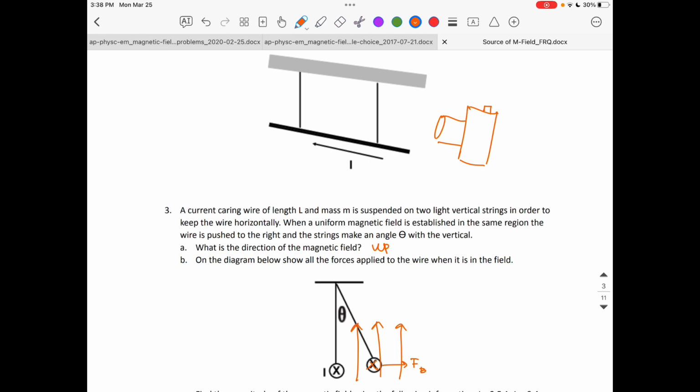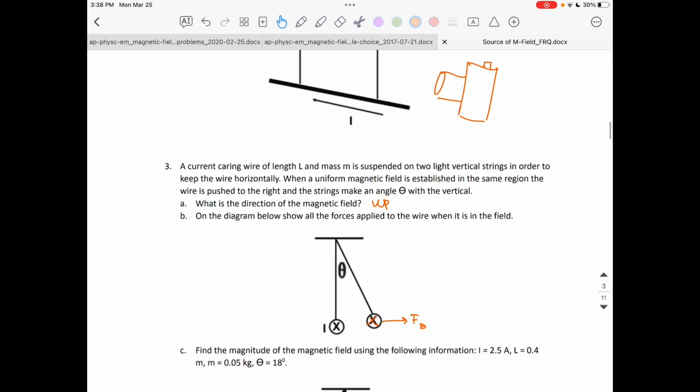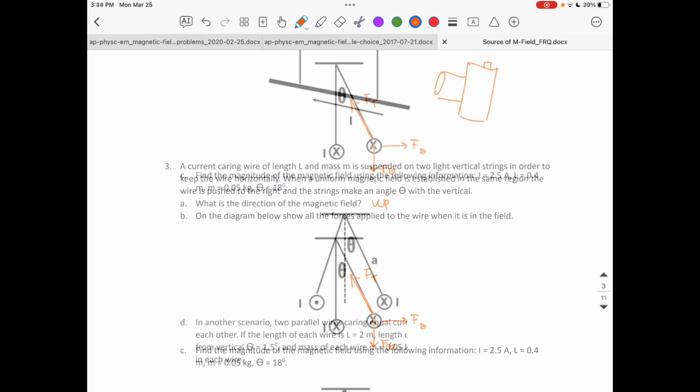The second part of this question is asking to show all forces applied on the wire when it is in the field. So I already added one force. Let me add the second force, which is my mass times gravity, and then my tension, which is pointing upward.